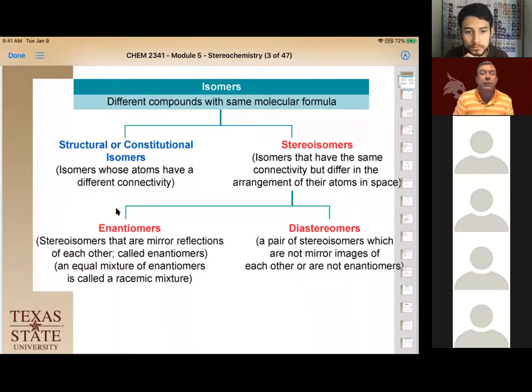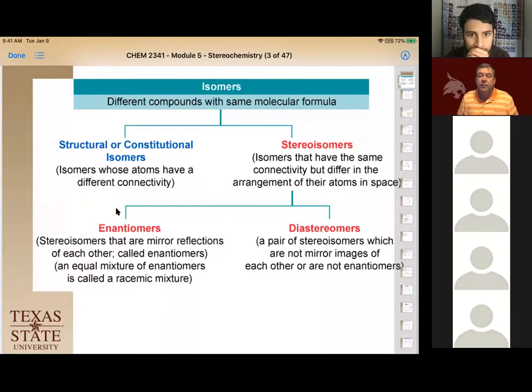The first one we want to talk about is called a structural or constitutional isomer. A structural isomer would be one that has all the same functional groups, but it just has the substituents in different places, okay? Then we have constitutional isomers, which means we can have different functional groups, but all the same atoms, okay? So that's the difference there. But what we're going to talk about in this particular chapter, and we talked about structural and constitutional isomers when we were doing nomenclature, specifically, we're going to talk about stereoisomers.